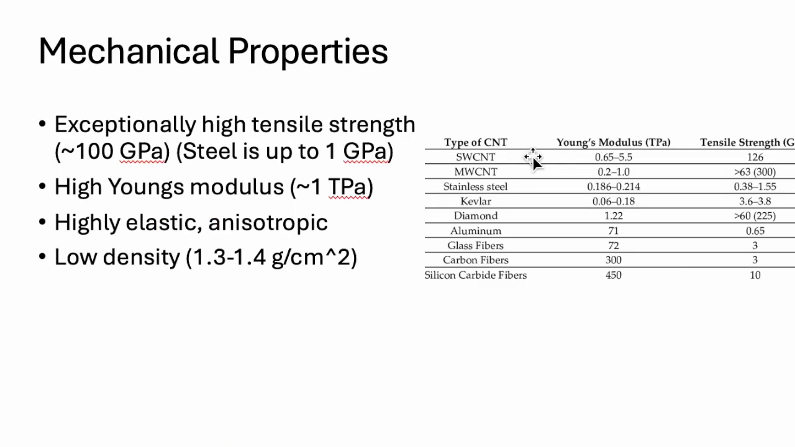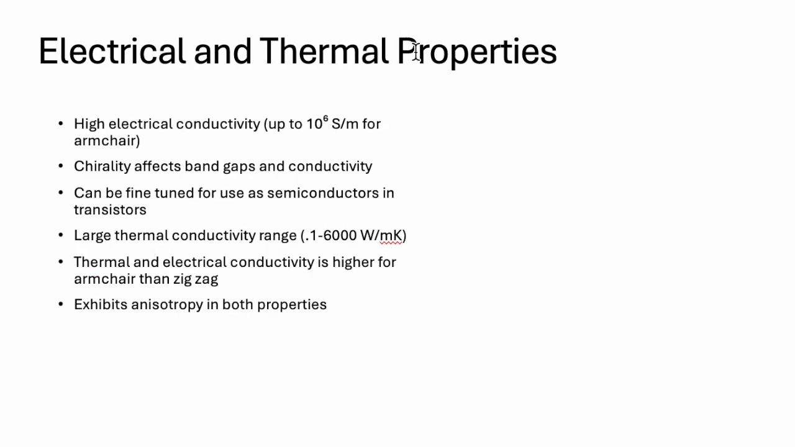Now we're going to get into some of the mechanical properties. Carbon nanotubes have exceptionally high strength and tensile strength, Young's modulus, and elasticity. They have higher tensile strength and Young's moduli than many other different structural substances. They also have very low density. They also have very high electrical conductivity. The chirality affects this, and they also have a very large thermal conductivity range, as both of these properties are anisotropic, which means they only happen in one direction.